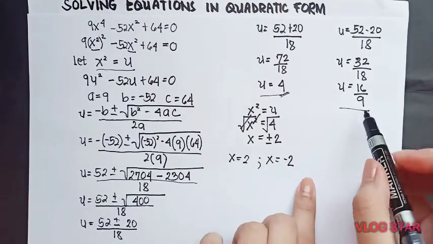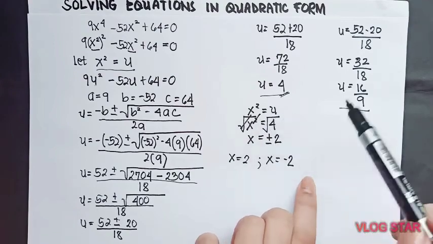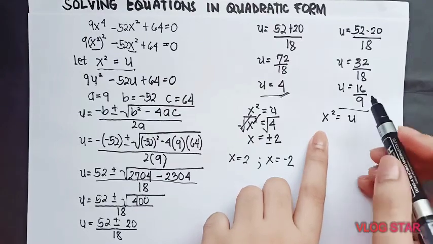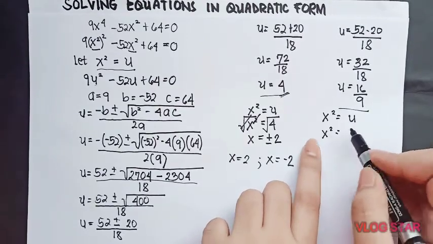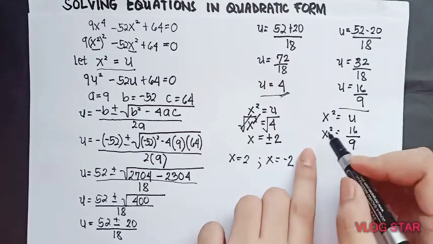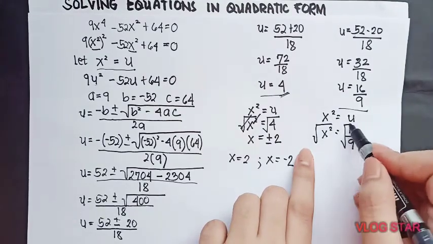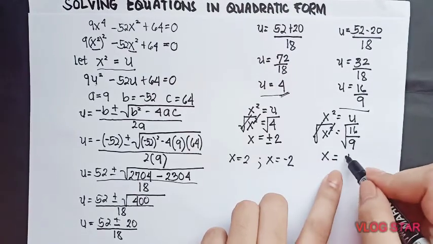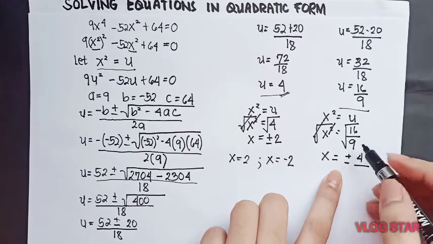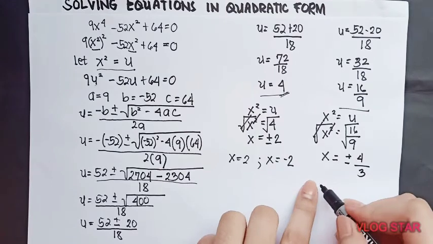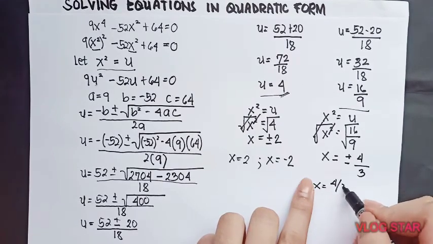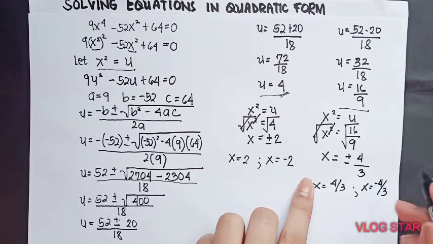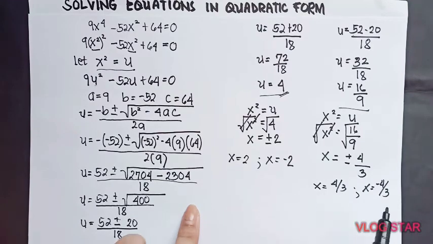Let's have 16 over 9. So again, let's use this equation. We have x squared equals u. Substitute 16 over 9 for u. We're going to have x squared equals 16 over 9. Get the square root of both sides. Cancel this out. So we have x equals the square root of 16, so positive or negative 4, over the square root of 9, which is 3. So the values of x are positive 4/3 and negative 4/3. So we have now 4 values of x.